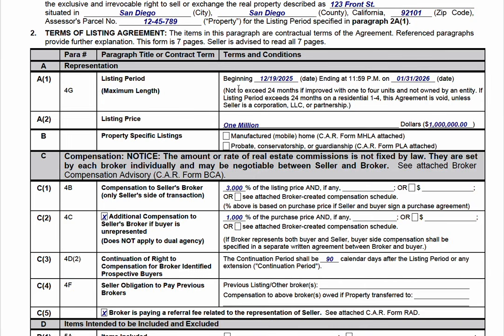Listing period. Make sure you have a beginning and ending date. If you leave one or both of those dates blank, this form could be null and void. And make sure that this period, this beginning and ending period, do not exceed 24 months. Not that you'd want a 24-month listing, but we just need to put this out there since it's the law.